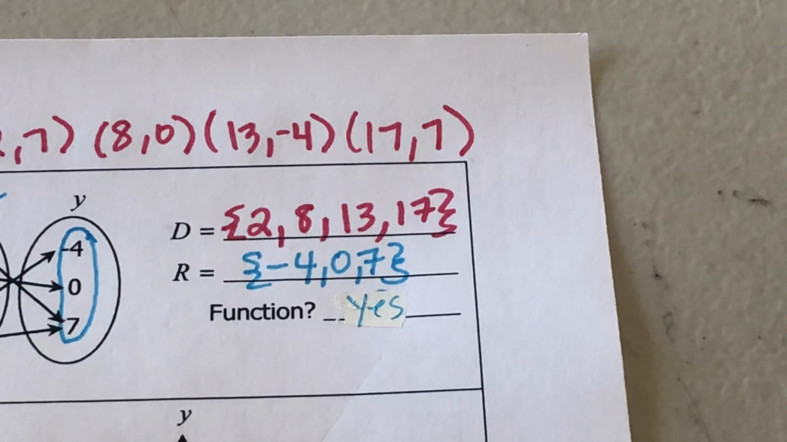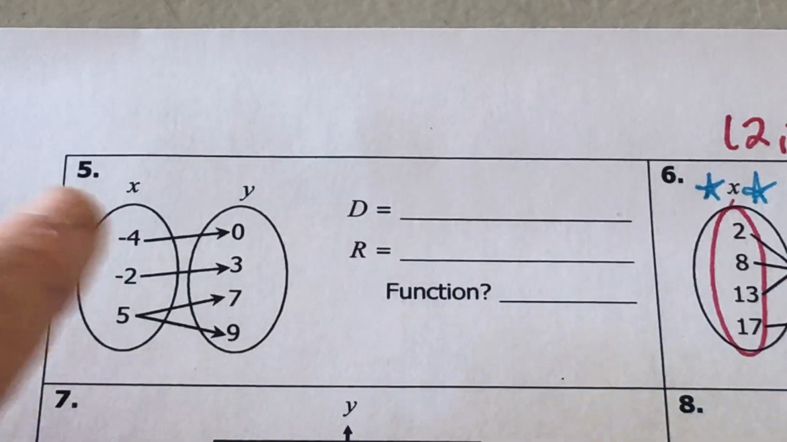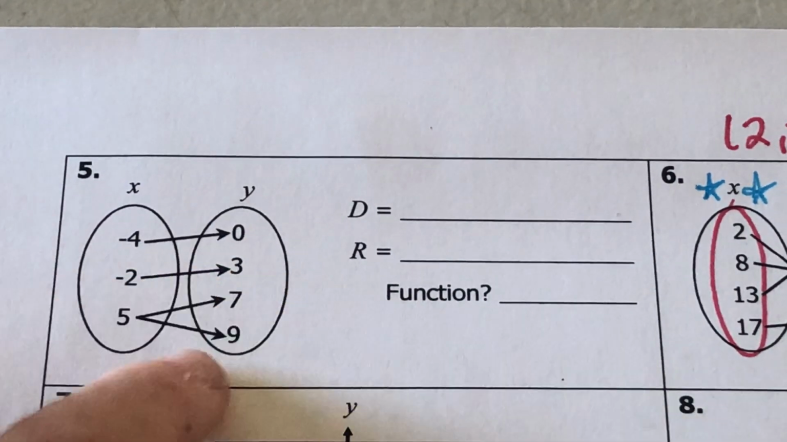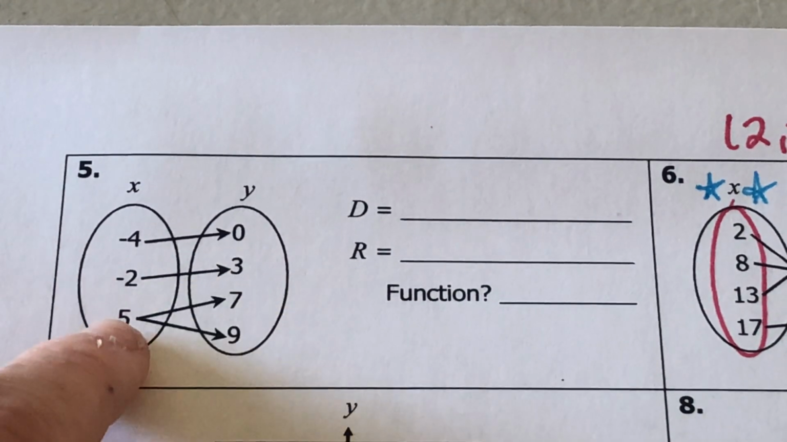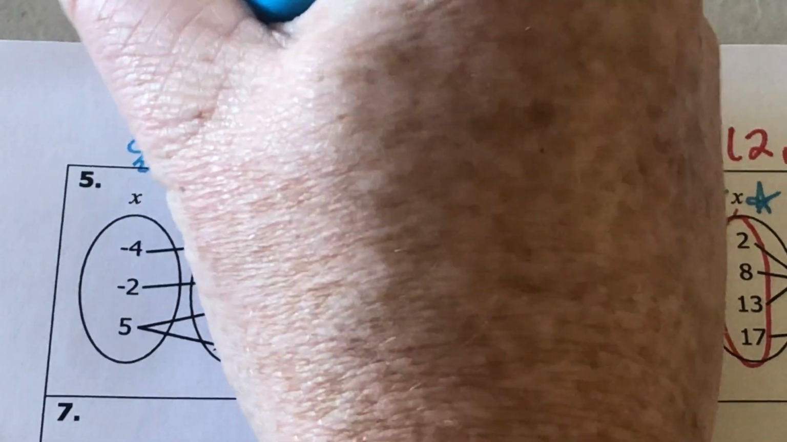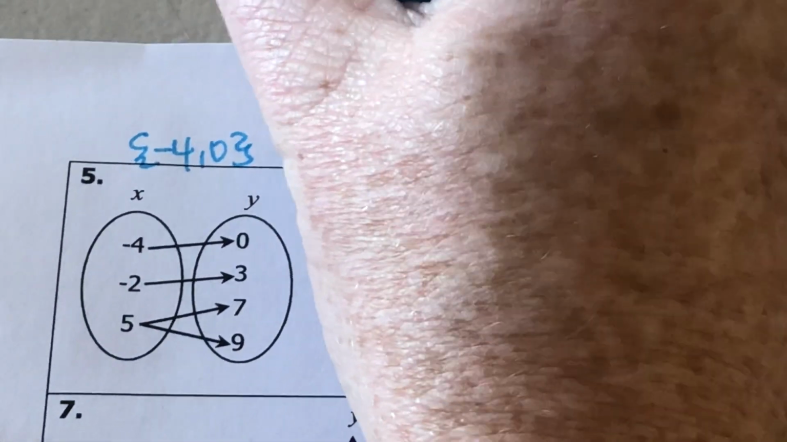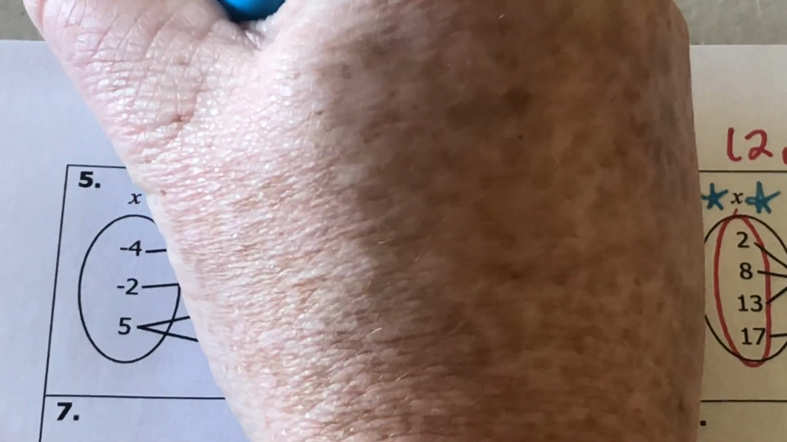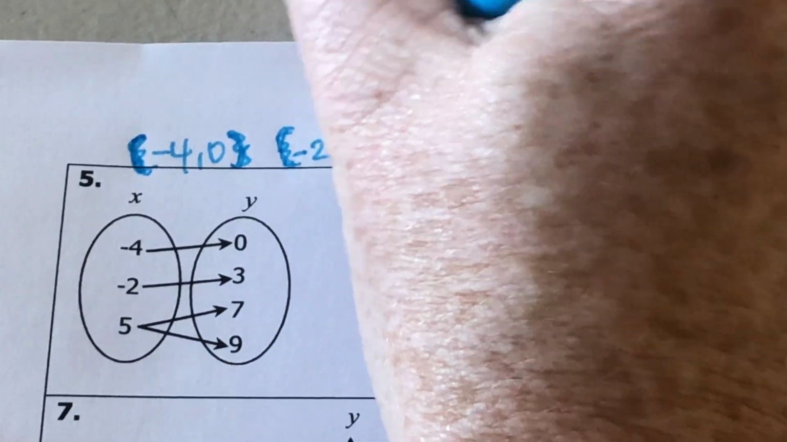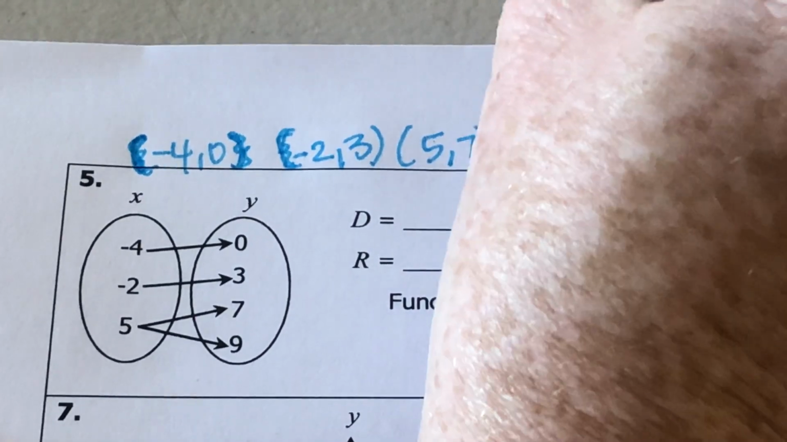Okay, so keeping that in mind, look at number 5. All right, -4 would go to 0. -2 would go to 3. But 5 goes to 7 and 5 goes to 9. So if I was to write these points out, I get (-4, 0). Oh, sorry, these are xy's, so these should be parentheses. All right, (-2, 3), (5, 7), and (5, 9).